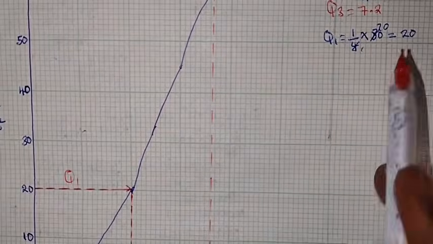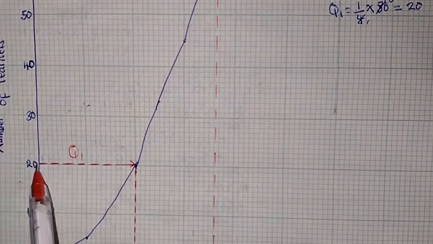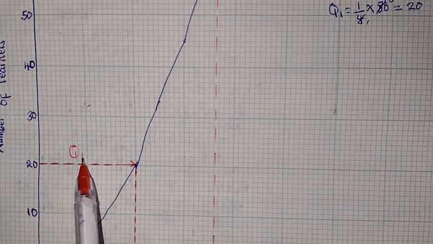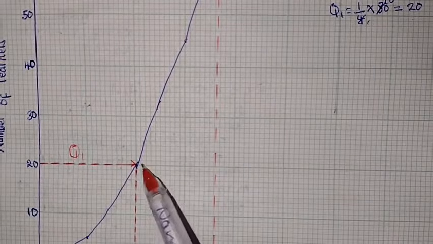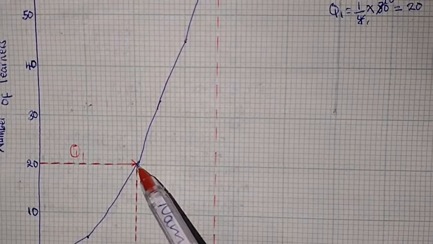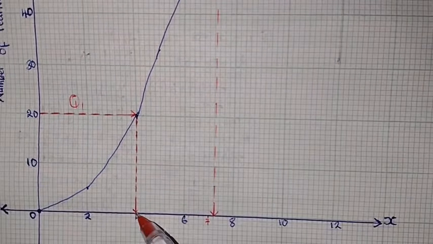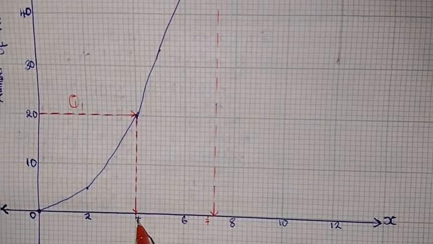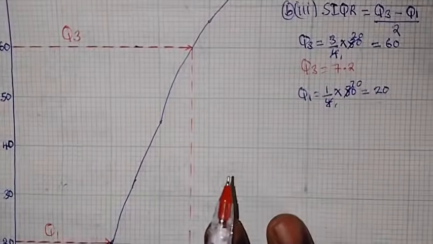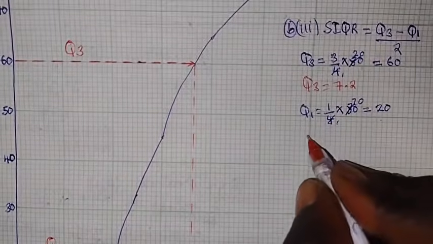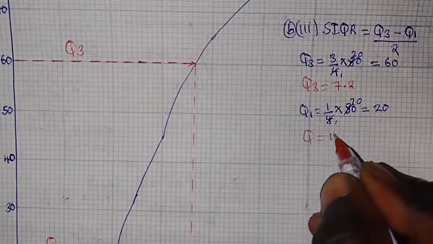Alright, so now this is our 20. We have come to 20 in the y-axis right here. We put Q1, which is the lower quartile. Then after meeting the curve at this point, we jot down the points up to the x-axis right here. So this one is just coming direct to 4. So this means that here our Q1 is equal to 4.